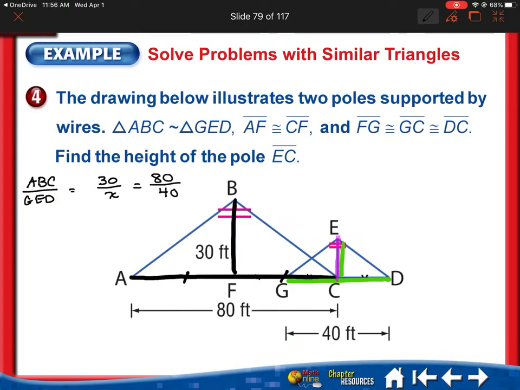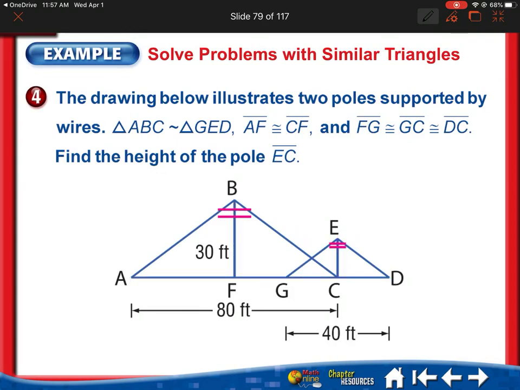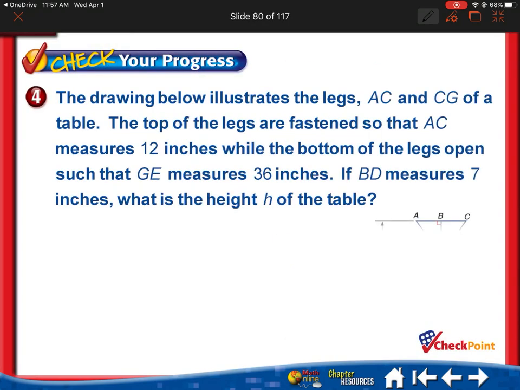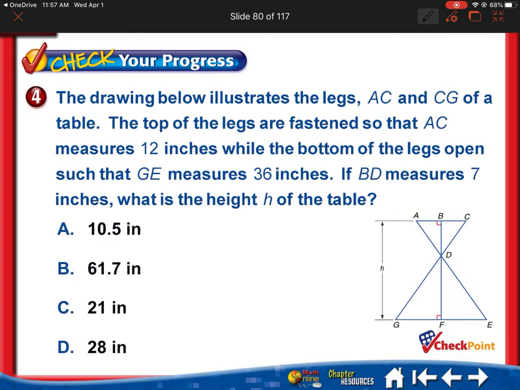equals 80 over 40. And some of you might say, hey, 40 is half of 80, so whatever x is should be half of 30. So if we're thinking about it, our answer should be 15, but let's cross multiply to make sure. So we get 80x is equal to 1,200, and x is going to equal, if you divide that by 80, 15. Amazing, we were right. All right, so take a moment, try this last your turn, and then we will meet up.